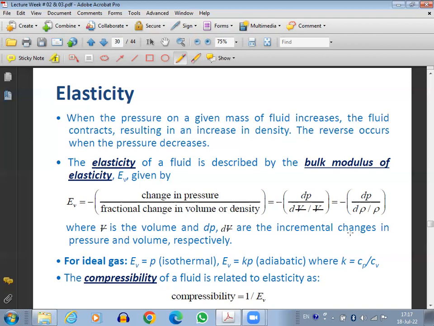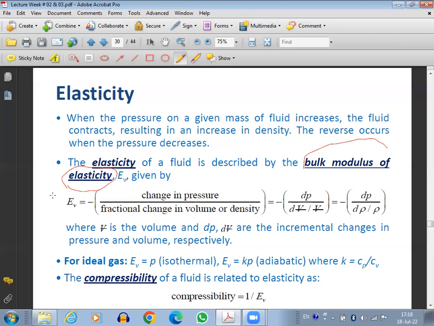Elasticity of a fluid is described by the bulk modulus of elasticity. So we have a terminology here, which is bulk modulus of elasticity. I think you have studied bulk modulus of elasticity in solids as well, in strength of materials, SOM, right? It's the same concept of solids applied in fluids as well.